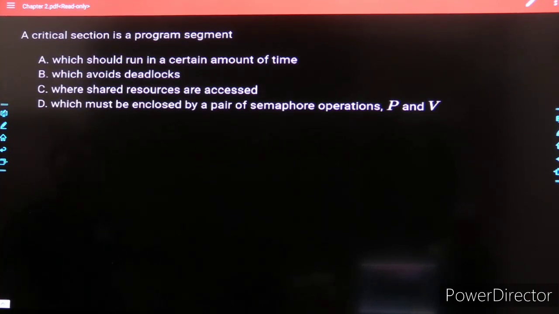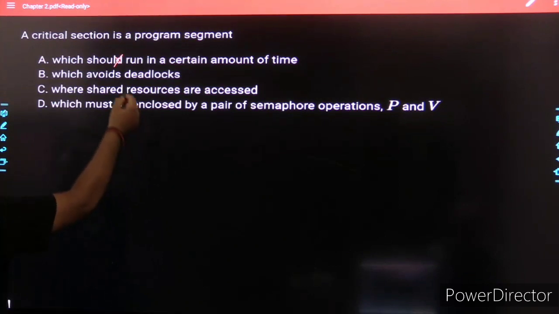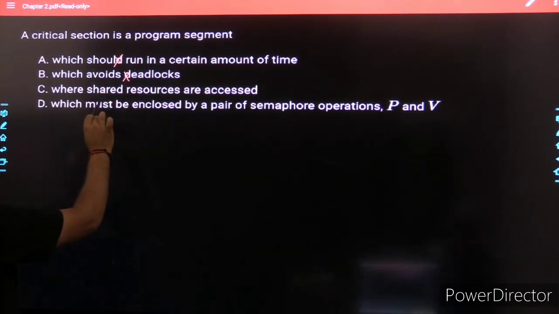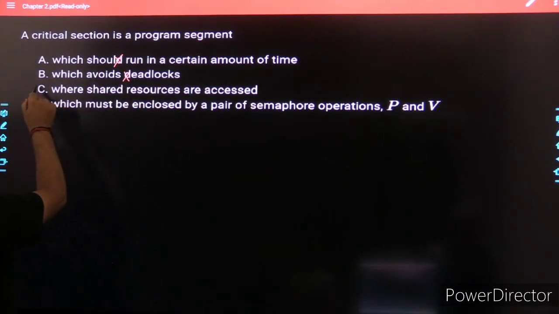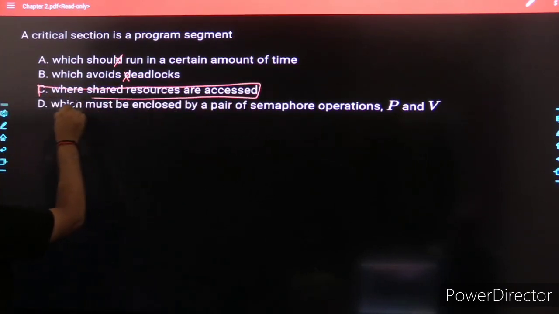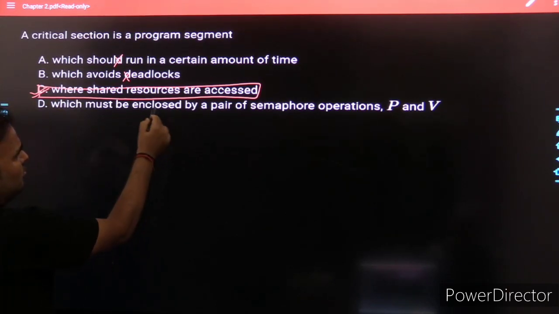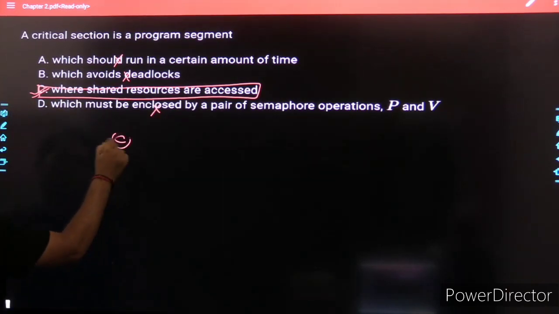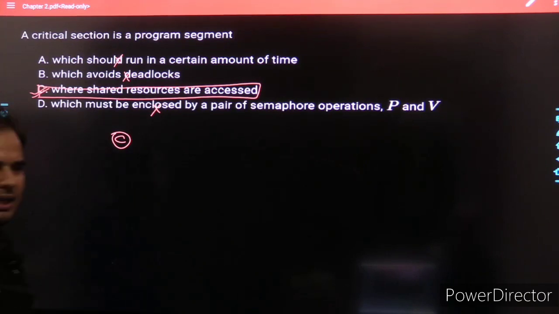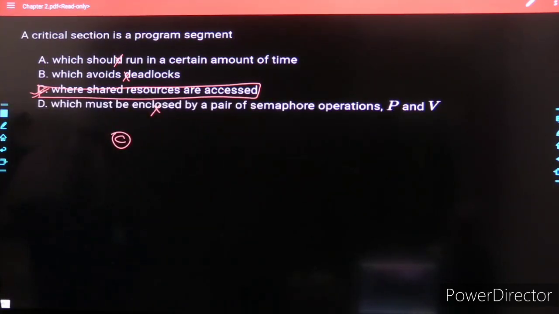A critical section is a program segment which should run in a certain amount of time: no, my dear friends. Which avoids deadlocks: no. Where shared resources are accessed: yes, a critical section is a place where shared resources of the processes are available. Which must be enclosed: no, blunder option. So option C is correct here. I hope you got the answer. Very good question. Now I am going to move on to the next question.